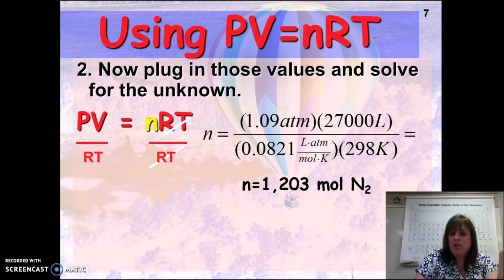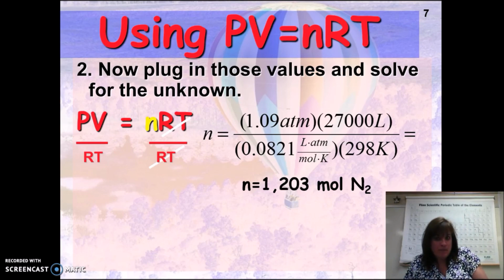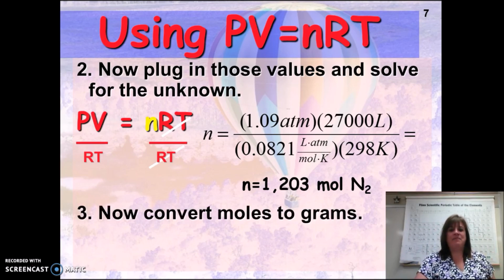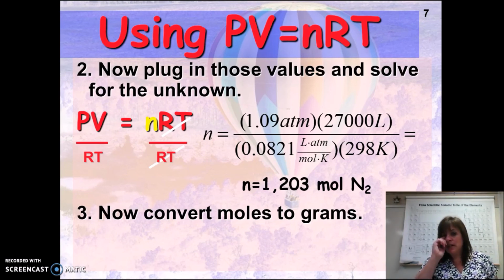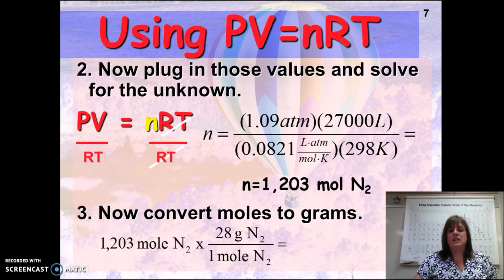If you did this correctly, you should have 1,203 moles of nitrogen. But we're not done, because remember, I wanted grams. So how do we go from moles to grams? Periodic table, but what do we do? Do we multiply or divide? So remember we have moles, we multiply. So we're going to convert moles to grams by multiplying by the molar mass of N2. So find nitrogen on your periodic table. Multiply that number by 2. Nitrogen's 14. Multiply it by 2. That's 28. So we're going to take 1,203 and we're going to multiply by 28.